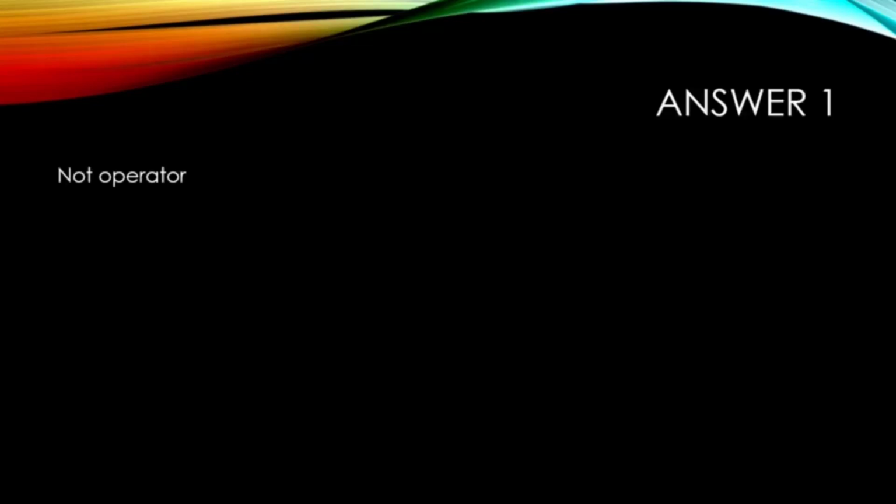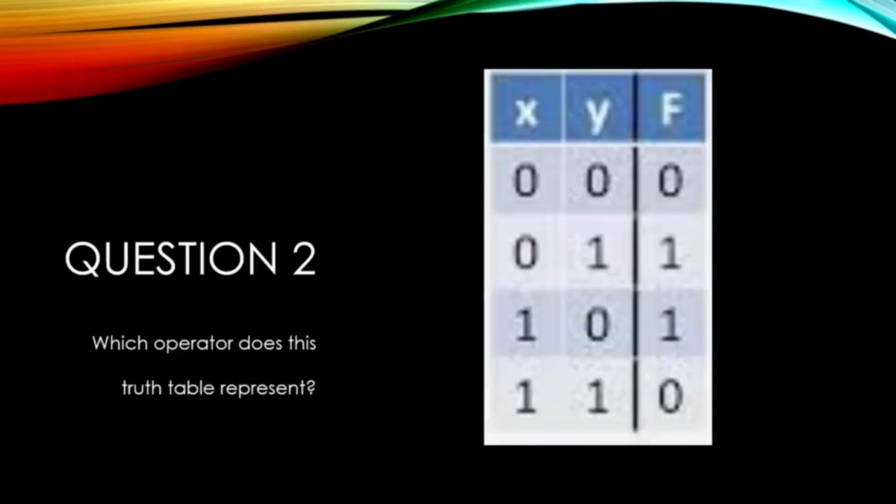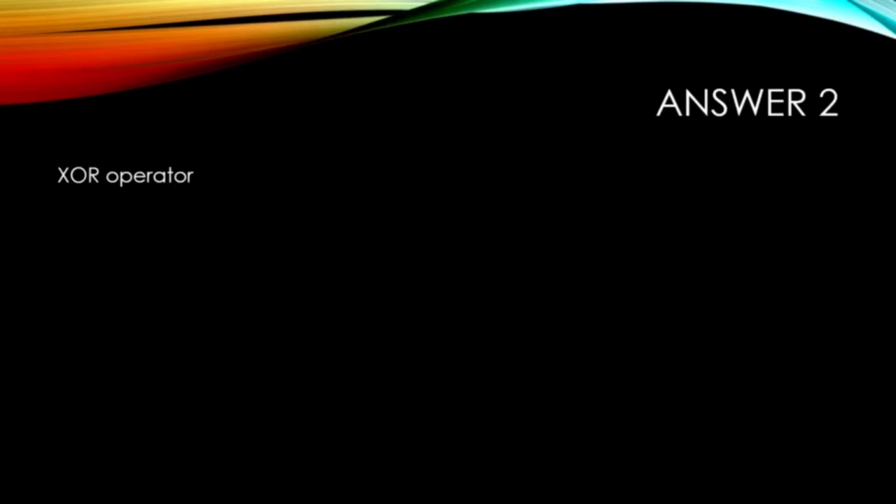Now there are some questions to recap 2.1.11. The first question is, which operator only has one input? The answer would be the NOT operator. The second question is, which operator does this truth table on the right represent? It would be the exclusively OR operator, since the output is only true if both inputs are different.